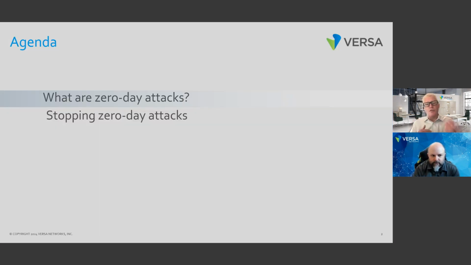We're going to go through two sections here. We're going to talk a little bit about what zero-day attacks are, and I'm going to take us through that front end. Then we're going to talk about how we stop zero-day attacks, and that's where JT is going to take over and take us through some of the security techniques and capabilities and what you need to do to stop these attacks. But let me drop into what we want to talk about here.